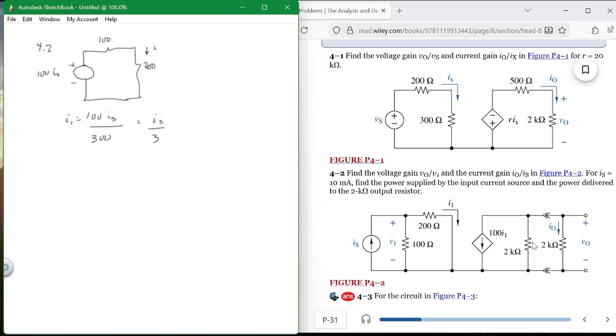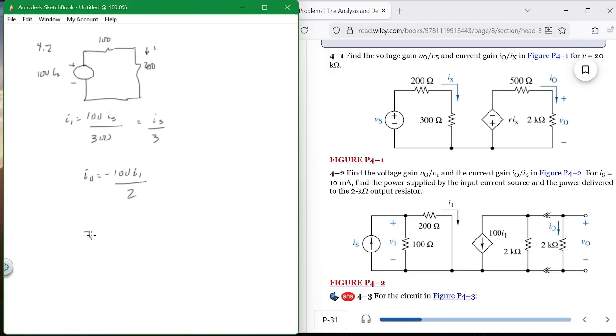Over here, we say, what is my I out? And here, I'm not going to flip it because half of my current is going to go this way, half of it's going to go this way. And it's the negative. So basically, my output IO is equal to half, because these are equal, of 100 I1. That's 100 I1 divided by 2, and it's got a negative sign in front of it because it's going in the opposite direction. Now, V out is IO times 2,000.